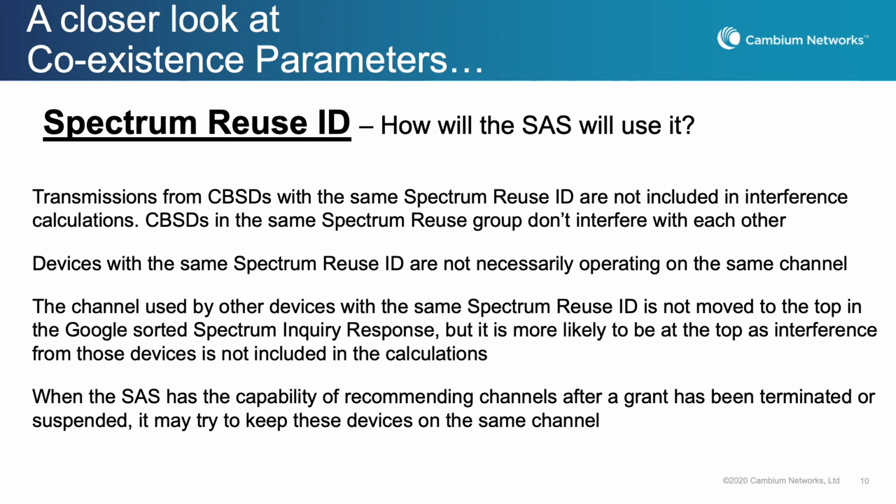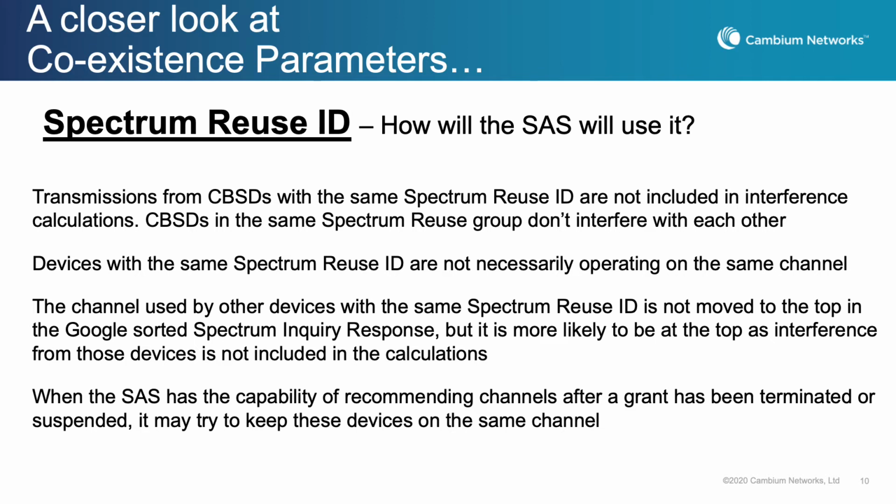How does the SAS use the spectrum reuse ID? When the SAS calculates interference between devices in the same geographical area, it does not consider the contribution to the interference given by devices within the same spectrum reuse ID. This is similar to what the SAS does for the sector ID, but the difference is that devices with the same sector ID must be on the same channel, while devices with the same spectrum reuse ID may or may not be on the same channel.